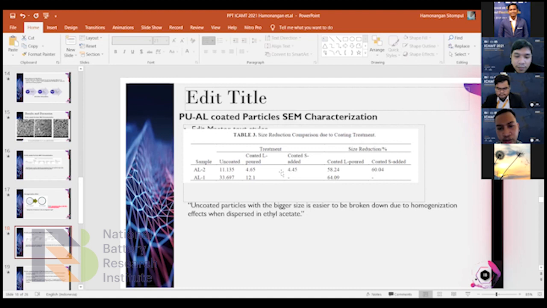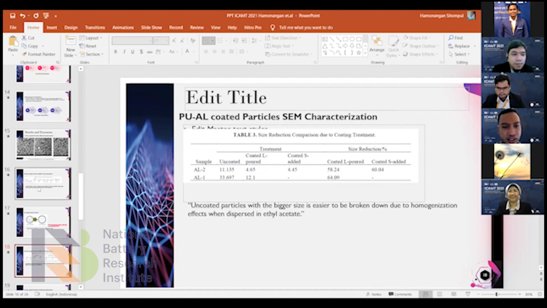With the solid addition method, we got 4.45 microns. I'm sorry. You can expect a size reduction from 58.24% to 60.4% when using the Al2 to produce the PU coated aluminum powders here. The size reduction is quite large here, from 58 to 60%.